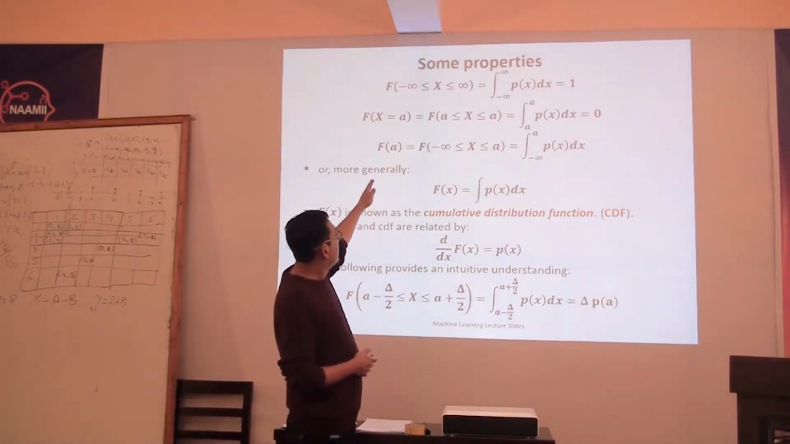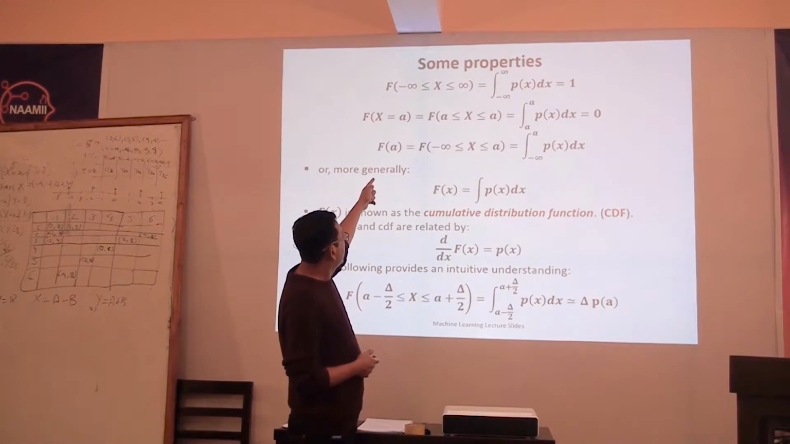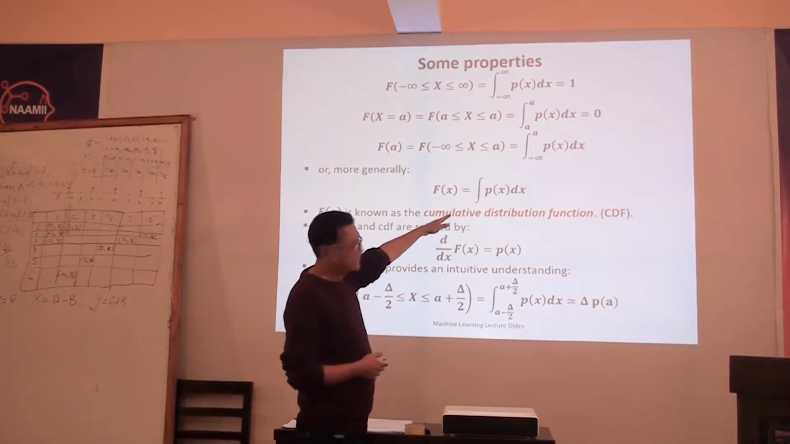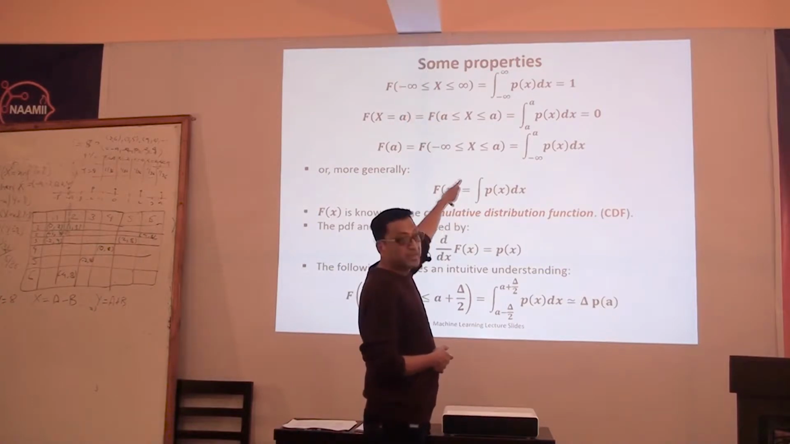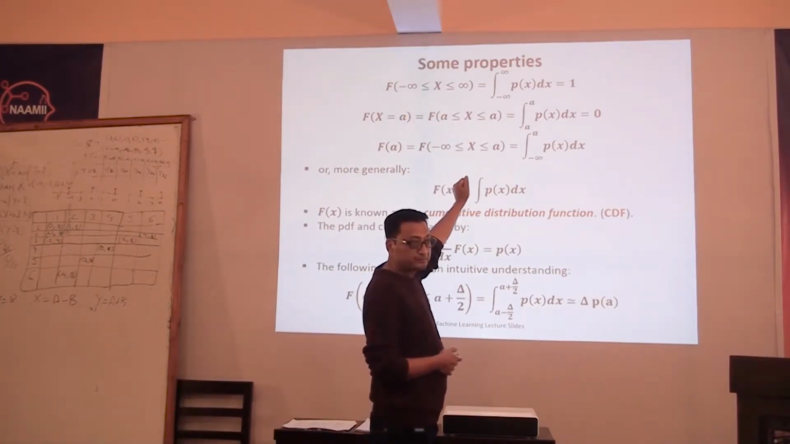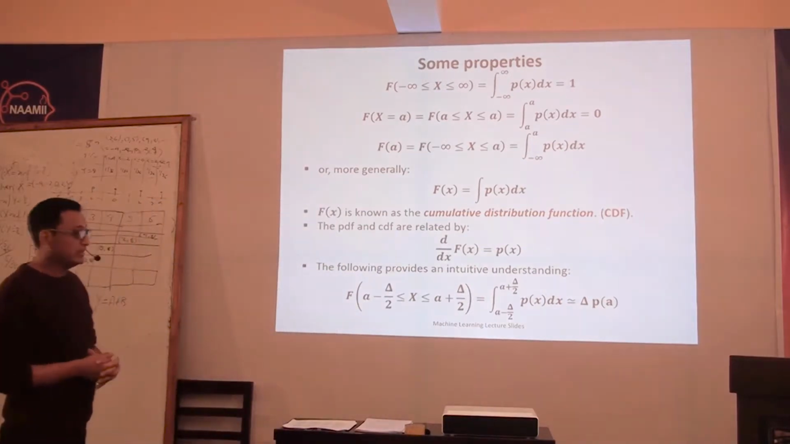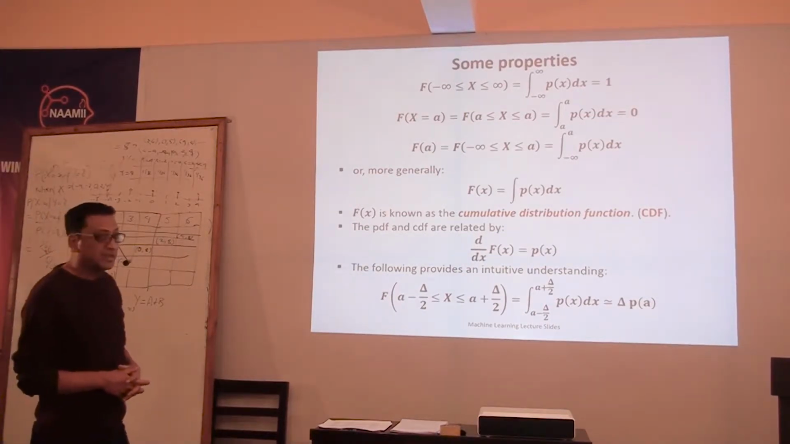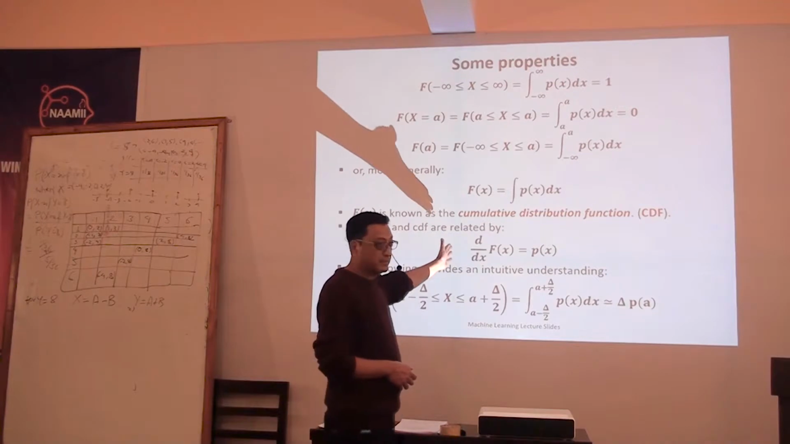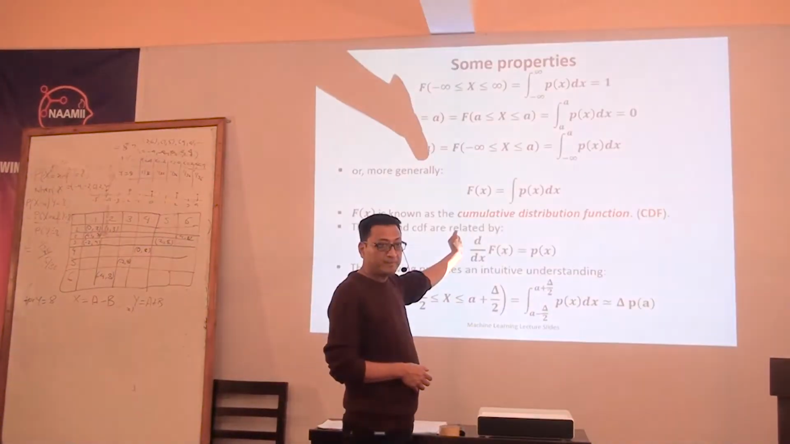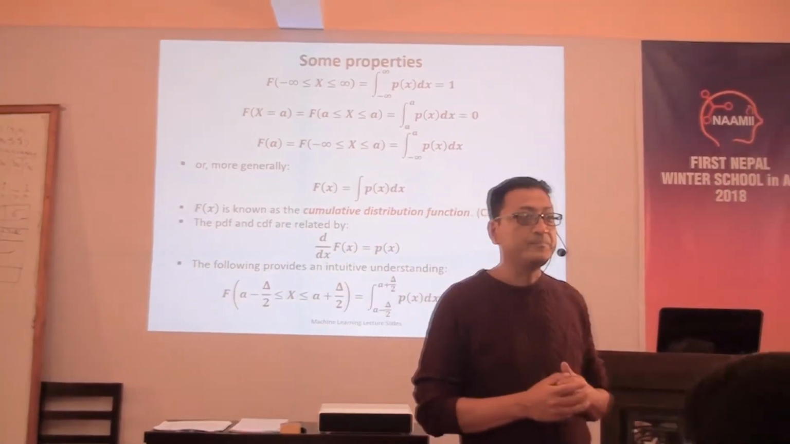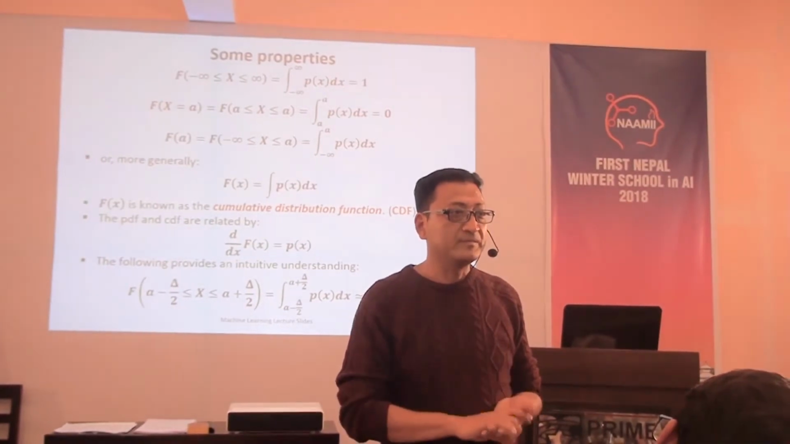And as a shorthand to that equation, if we replace a with x, we get this equation. Okay? So this simply means that F of x is the integral of p of f dx, where the range is from minus infinity to x itself. So we call F of x the CDF, or the cumulative distribution function, and clearly the PDF and CDF are related by this differential equation. Because integration and differentiation are inverses of each other, the two are related by this equation.